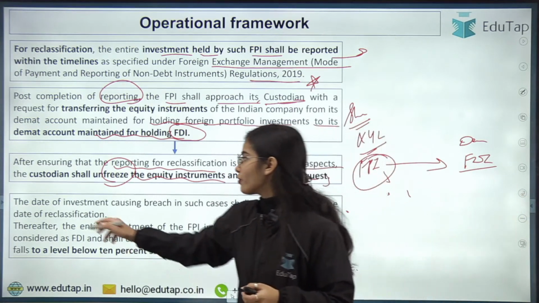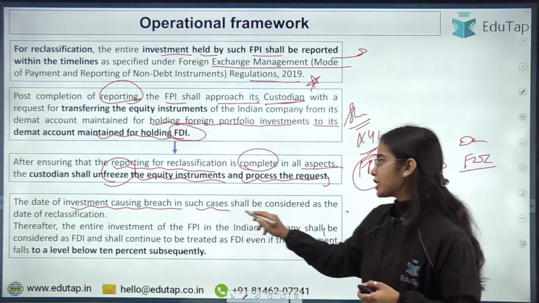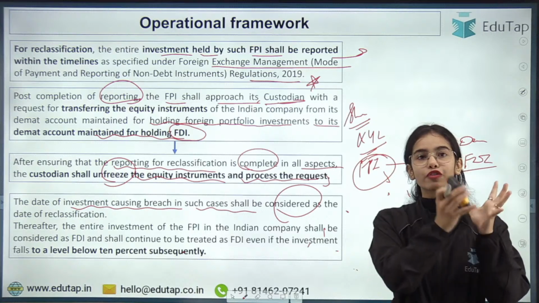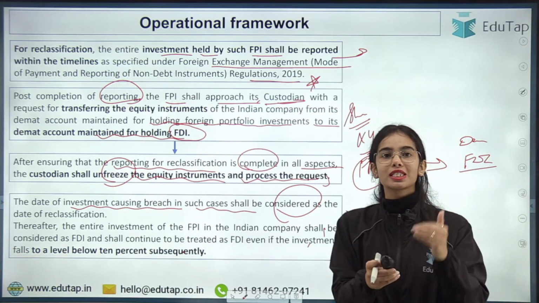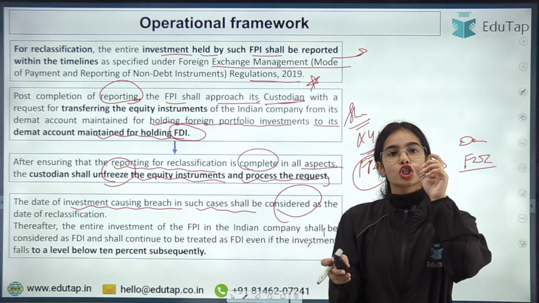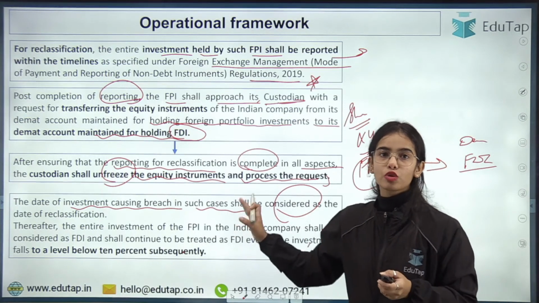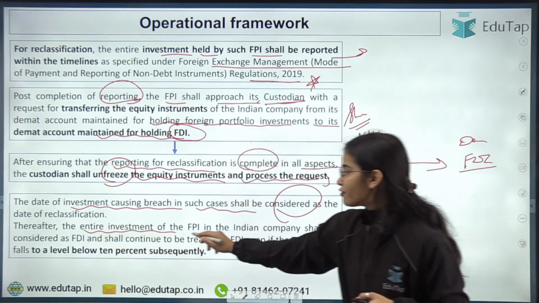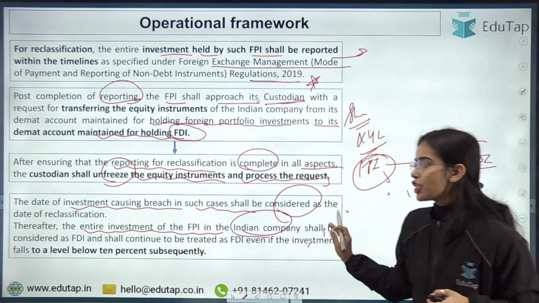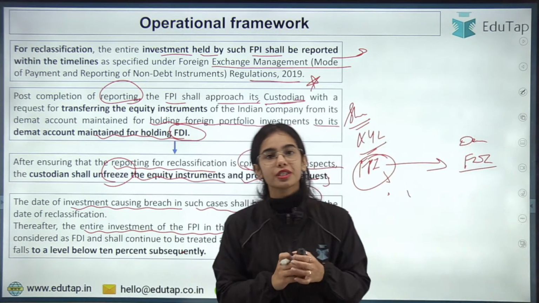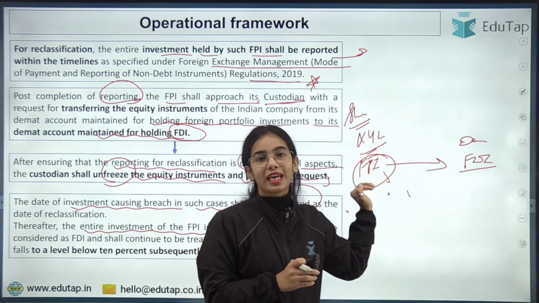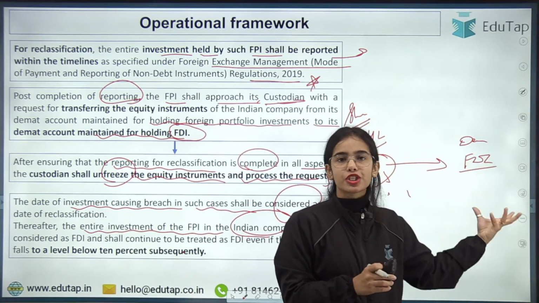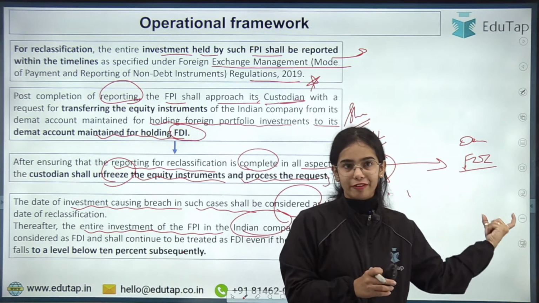The date of investment causing the breach in such cases shall be considered as the date of reclassification. So whatever is the date of investment where your shares have increased to more than 10%, that date shall be considered as the date for reclassification. Thereafter, the entire investment of the FPI in the Indian company shall be considered as FDI because the shares have been transferred from the FPI account to the FDI demat account. So now all the shares are under the demat account of the FDI.